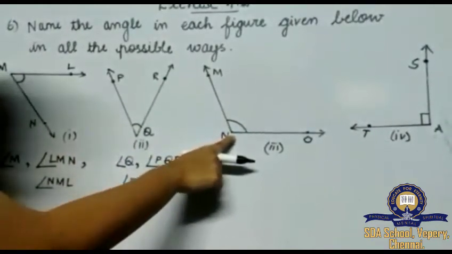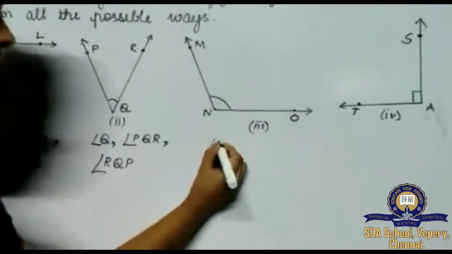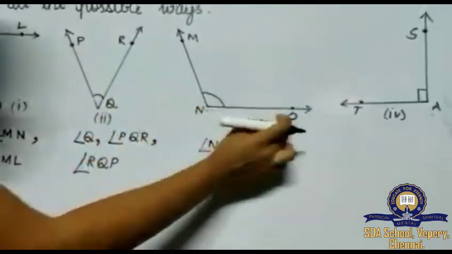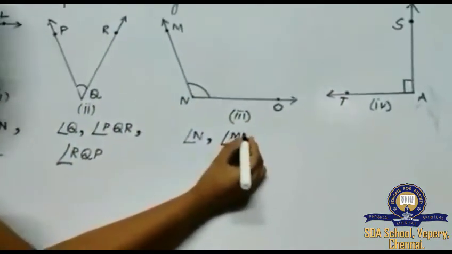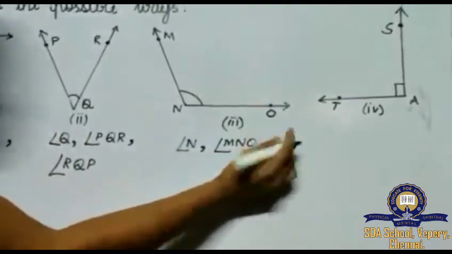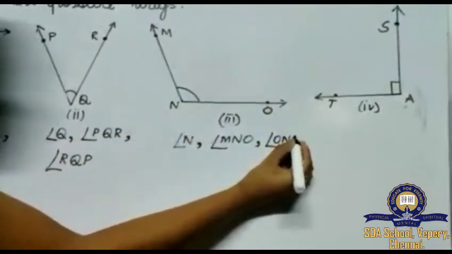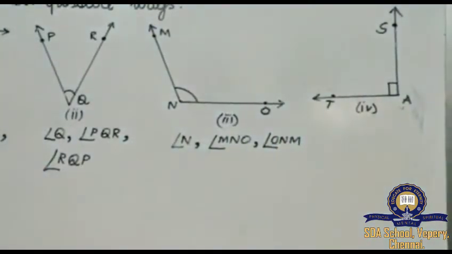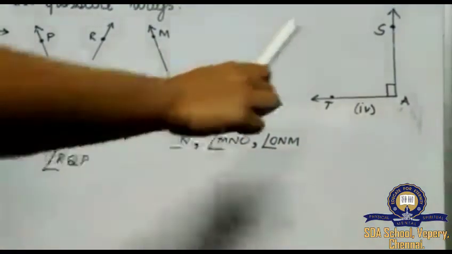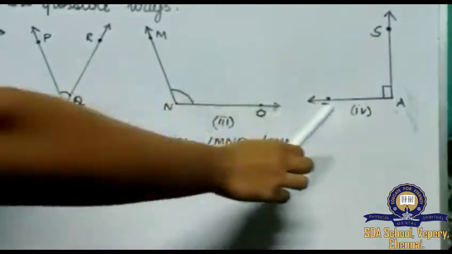Here N is the angle, right? So I'll write N and then MNO, and then I can write it as ONM. So these are the 3 angles. Now we'll move to the last figure.